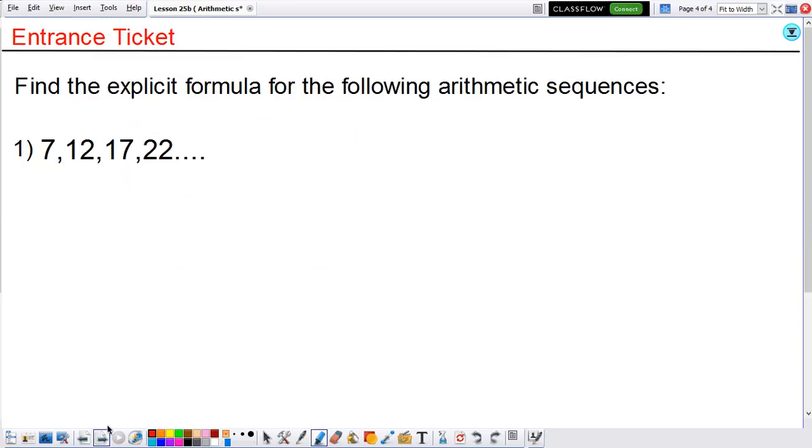So now, here's your entrance ticket. Just find the explicit formula for the following arithmetic sequence.